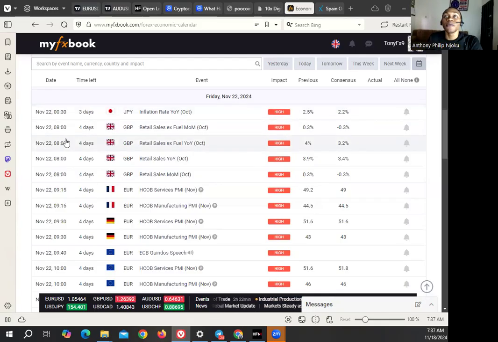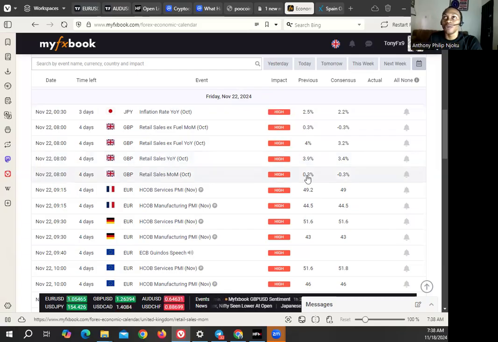for Great Britain pound. If you see a figure higher than minus 0.3%, then it is good for the retail sales ex fuel, which doesn't have to do with fuel components. Okay, that is good for Great Britain pound. This is month over month, and this is year over year. Then retail sales year over year overall, comprising both fuel. If we see a figure higher than 3.4%, it is good for Great Britain pound by 8 o'clock on Friday. But if you see a figure lower than that, it is bad for Great Britain pound.